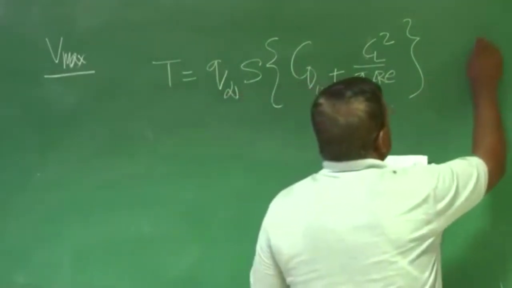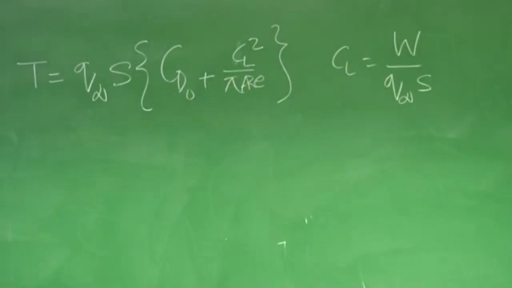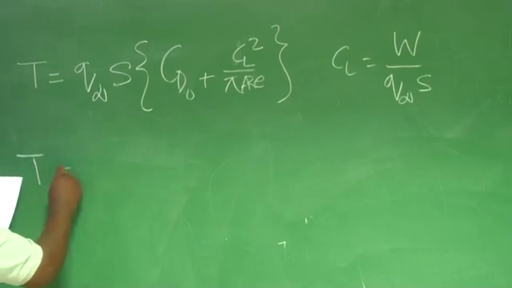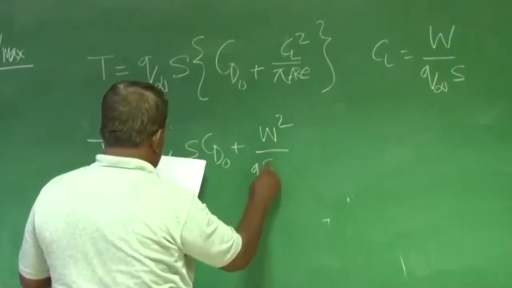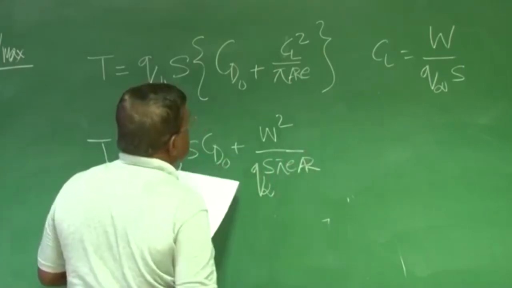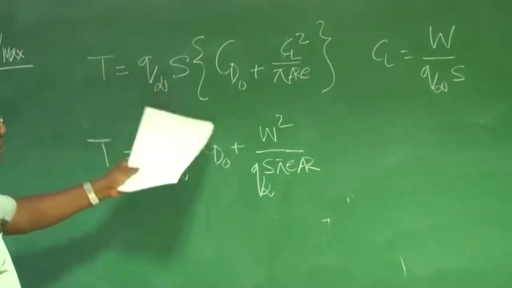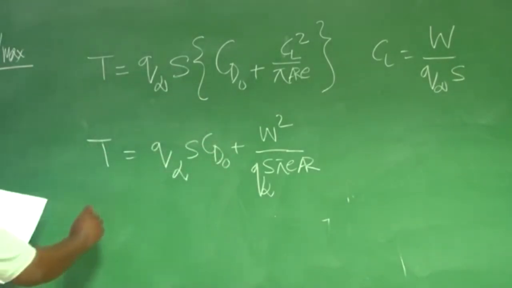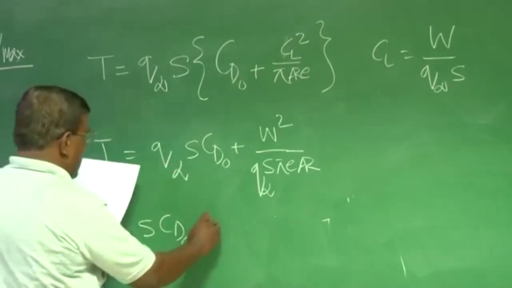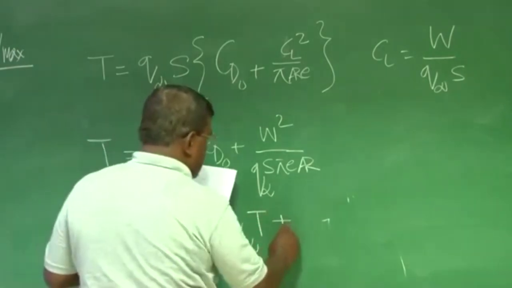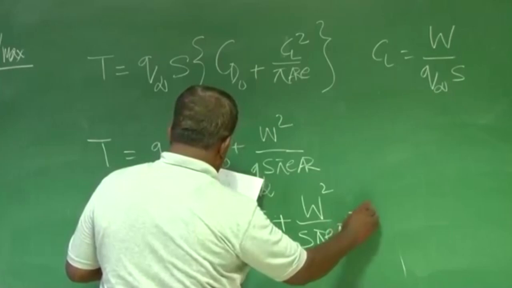And also I know CL is W by Q infinity S. So I can write thrust equal to Q infinity S CD naught, the parasite, plus W square by Q infinity S pi E aspect ratio. What I have done is CL replaced by W square by Q infinity square S square, and this Q infinity one gets cancelled, S gets cancelled, so this is remaining. So I can write Q infinity square S CD naught, if I do like this, minus Q infinity T plus W square by S pi E aspect ratio is equal to 0.